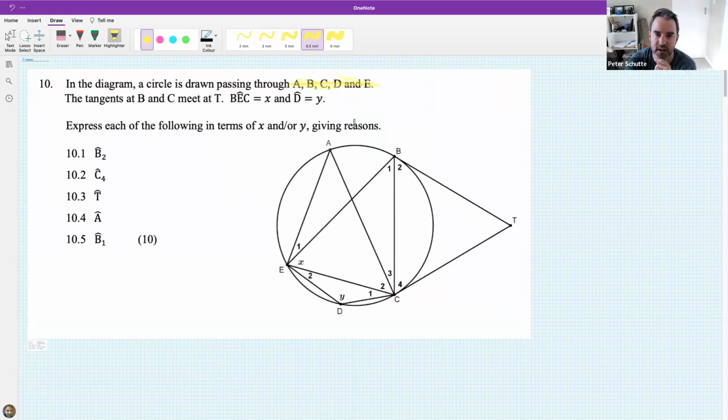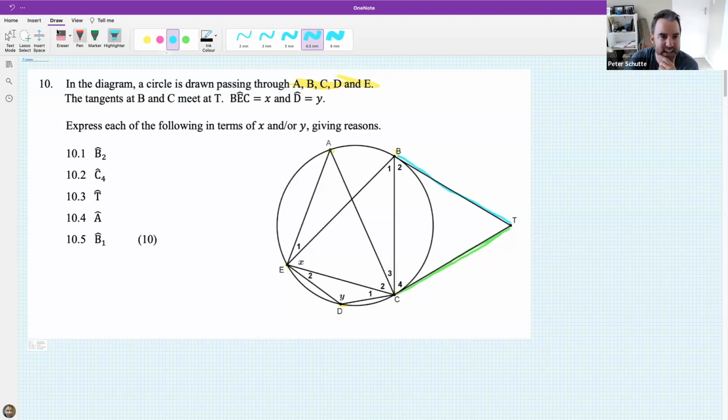A, B, C, D, and E. We can see A, B, C, D, and E. The two tangents at B and C meet at T. So they're kind of saying, look, T is here, and here is a tangent from here, and here is a tangent from here. And they're from the same point.